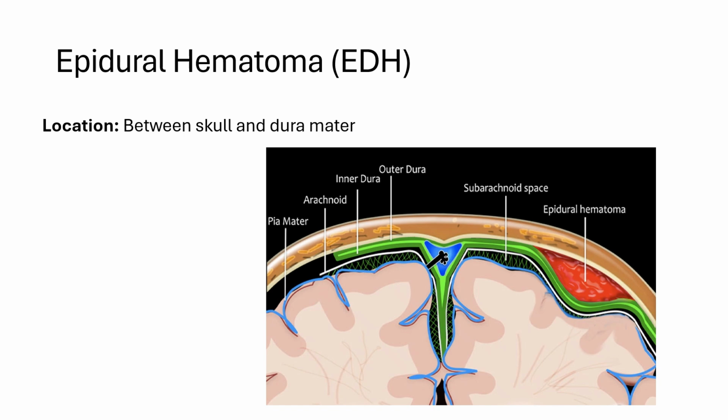Now the first one is the epidural hematoma or extradural hematoma. Its location is between the skull and the dura mater. This is the skull, this green is the dura mater, and this red color is the collection. This is a representative image showing the different layers of dura and calvarium, and this collection is called epidural or extradural hematoma. Its common cause is skull fracture with arterial injury, classically the middle meningeal artery.